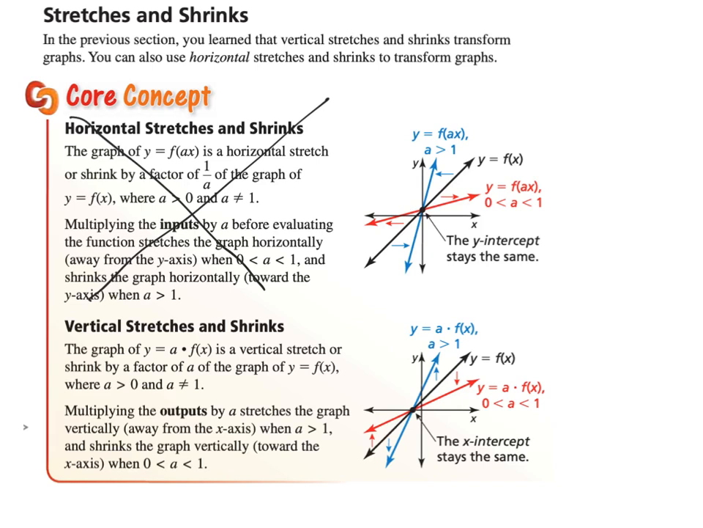The graph of y equals a times f of x is a vertical stretch or shrink by a factor of a. So this number out front, we're multiplying the entire function and all the y values by a certain number. And if you look over here at the picture they give us, if a is greater than 1, like 1, 2, 3, something bigger than 1, notice the slope is steeper. This is called a vertical stretch. Let's label that.